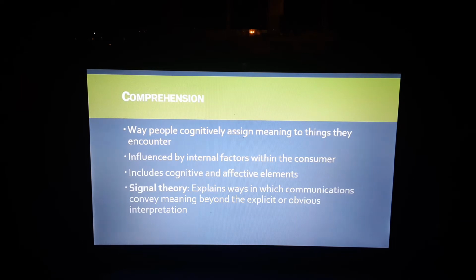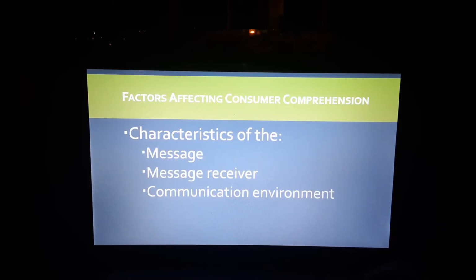So comprehension is how we assign meaning to things that we see. And again, unlike perception, a lot of these things are based on internal factors within ourselves, thoughts we already have, our personality, our temperament, and experiences that we've had in the past. So it includes cognitive thinking and affective elements, which is our attitudes towards them, how we respond to them. One thing is the idea of signal theory, which explains ways in which communications convey meaning beyond the explicit or obvious interpretation. So things that might not be as obvious to us.